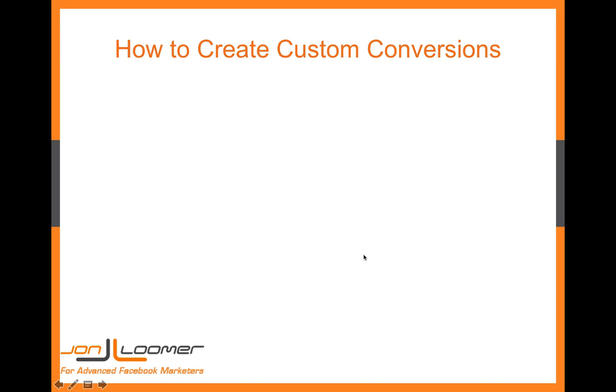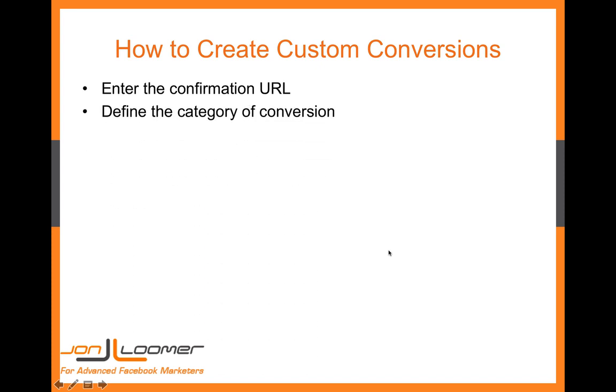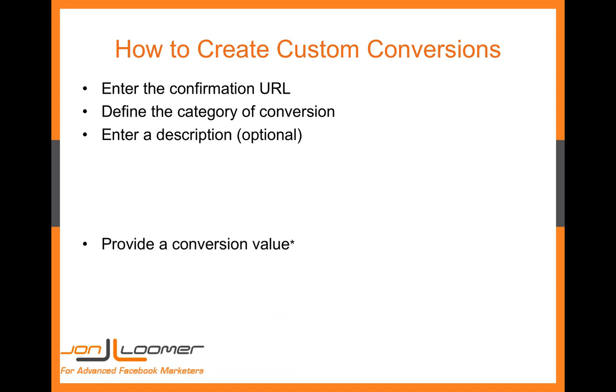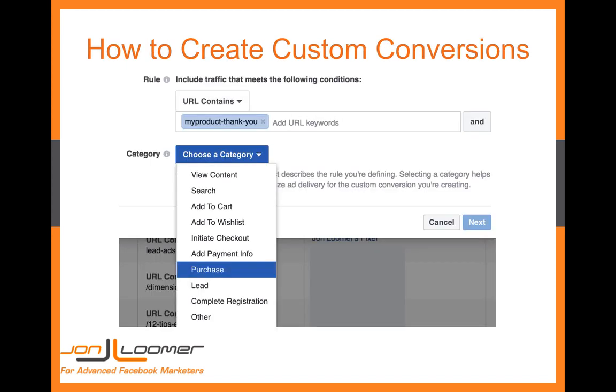So how to create custom conversions? First of all, you want to enter the confirmation URL. Then you want to define the category of the conversion, and then enter a description, which is optional. You can also provide a conversion value. So when you do the URL contains, I gave the example of my product, thank you, and I decided that's a purchase. So I have to choose the category of conversion next.